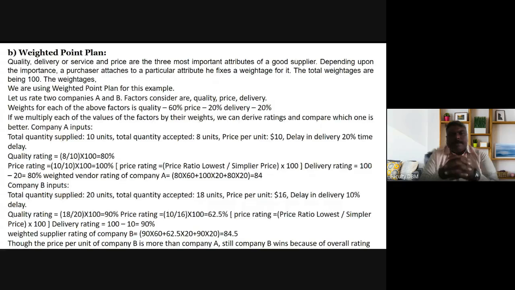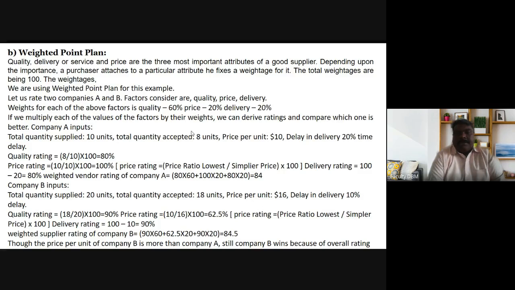It is very simple, but how a company, in spite of supplying more units or fewer units, still gets the higher rating. So this is how a weighted point plan works in rating these things. But normally, if you do not use this weighted point plan and just see that 10 units were ordered and 8 supplied, 20 units and 18 supplied, and the price is high at 16, you are very price specific, and delivery time 10%.